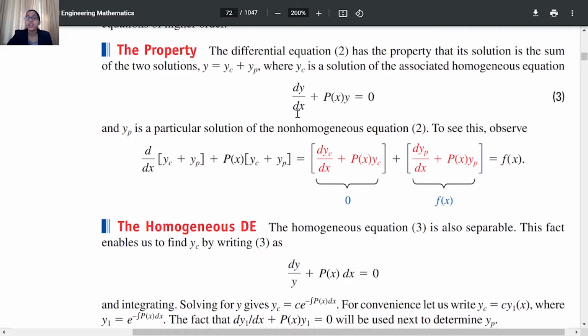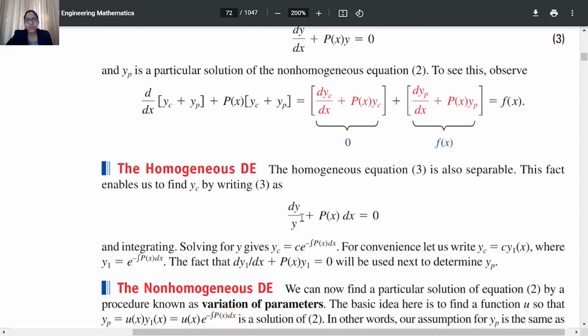Okay, that's it. Now the homogeneous differential equation must be familiar to you. Why? Because it is of separable form, right? You can separate it. The homogeneous differential equation can be written as dy by dx plus p of x y is equal to 0. If I take this to the right hand side and divide by y, I get dy by y plus p of x into dx is equal to 0. So it is variable separable.